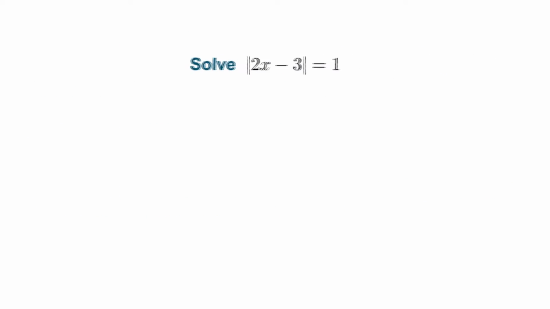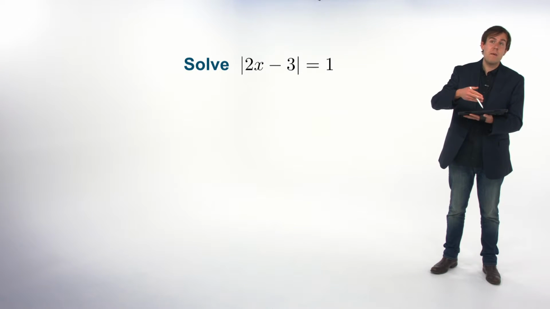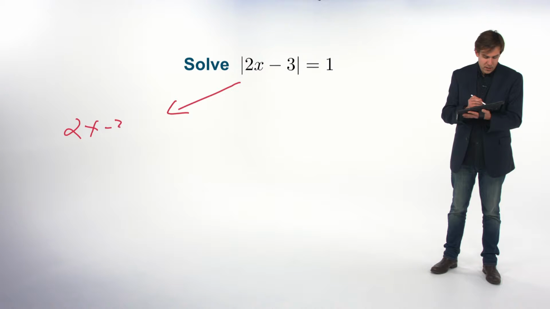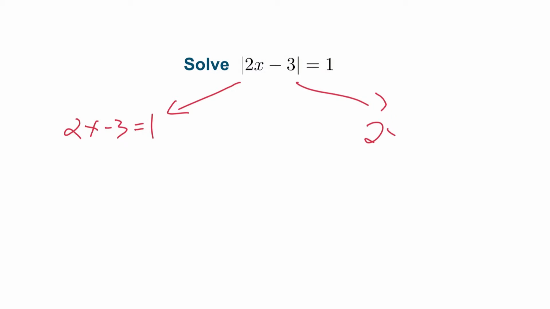So let's take a look at an example. If I have the equation absolute value 2x minus 3 equals 1, I have to look at two cases. I have to look at the case that the inside is positive and the inside is negative. So either 2x minus 3 could be equal to 1, but it could also be equal to negative 1.